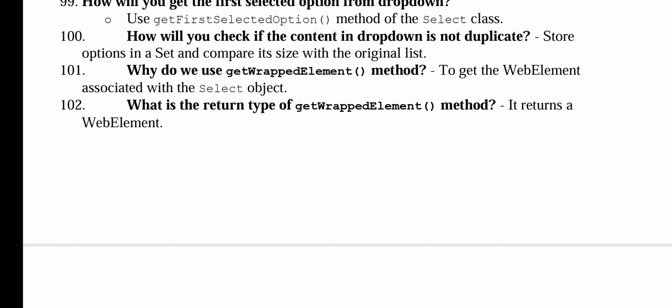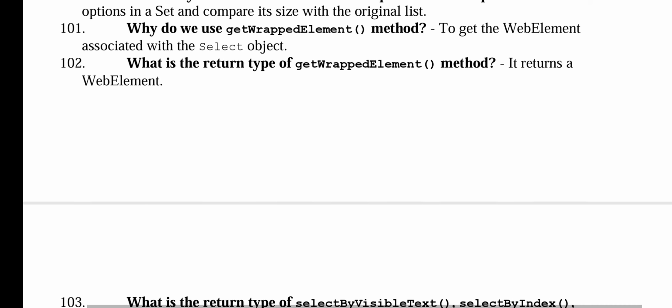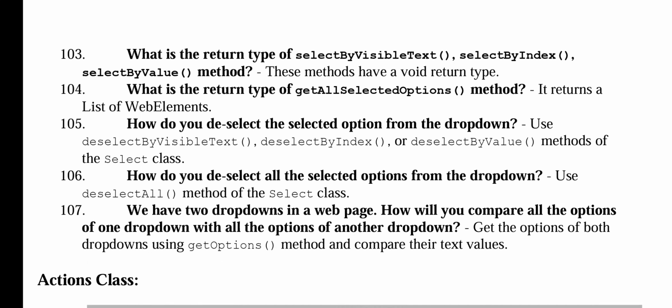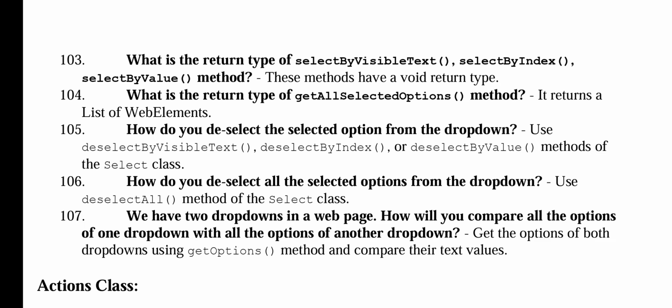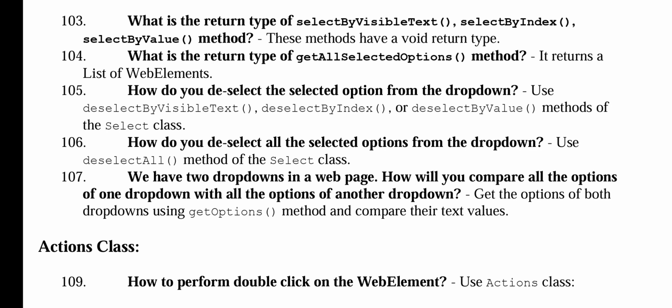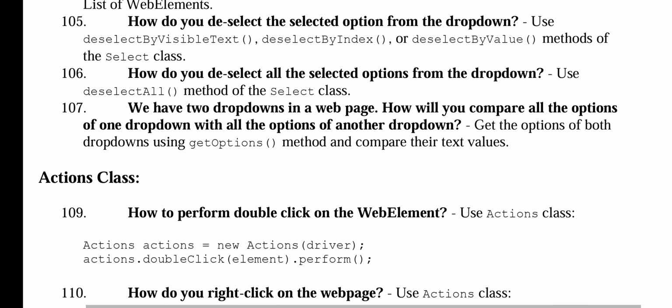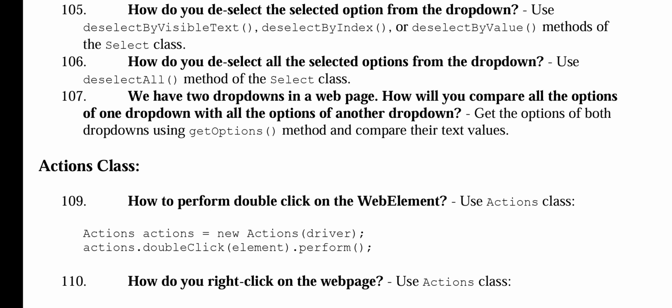Why do we use getWrappedElement method? What is the return type of getWrappedElement method? What is the return type of selectByVisibleText, selectByIndex, selectByValue methods? What is the return type of getAllSelectedOptions method? How do you deselect the selected option from the dropdown? And how do you deselect all the selected options from the dropdown?